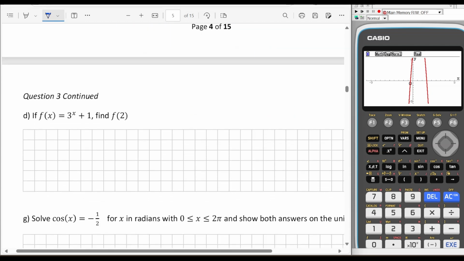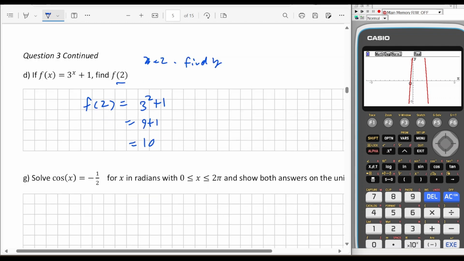Okay, f of x is 3x plus 1, find f of 2. So this is just checking that you know what function notation means. What that means is x is 2, find y, essentially. So f of 2 is 3 squared plus 1, which is 9 plus 1, which is 10.